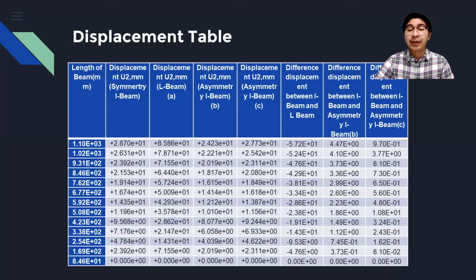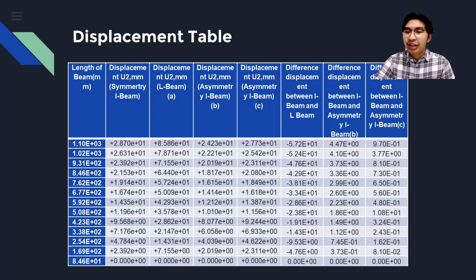Comparing the maximum deformation of the symmetrical I-beam in question 1 and the L-shaped beam in question 2, we can observe from the obtained data that with the same distributed load of 80 Newton per millimeter and the same length of 1100 millimeter, the maximum deformation of both beams is different. This is due to the shapes of the beam. At 1100 millimeter, or at the end of the beam, the maximum deformation of the I-beam in question 1 is equal to 28.7 millimeter. On the other hand, the deformation of the L-shaped beam at the same point is equal to 85.86 millimeter.